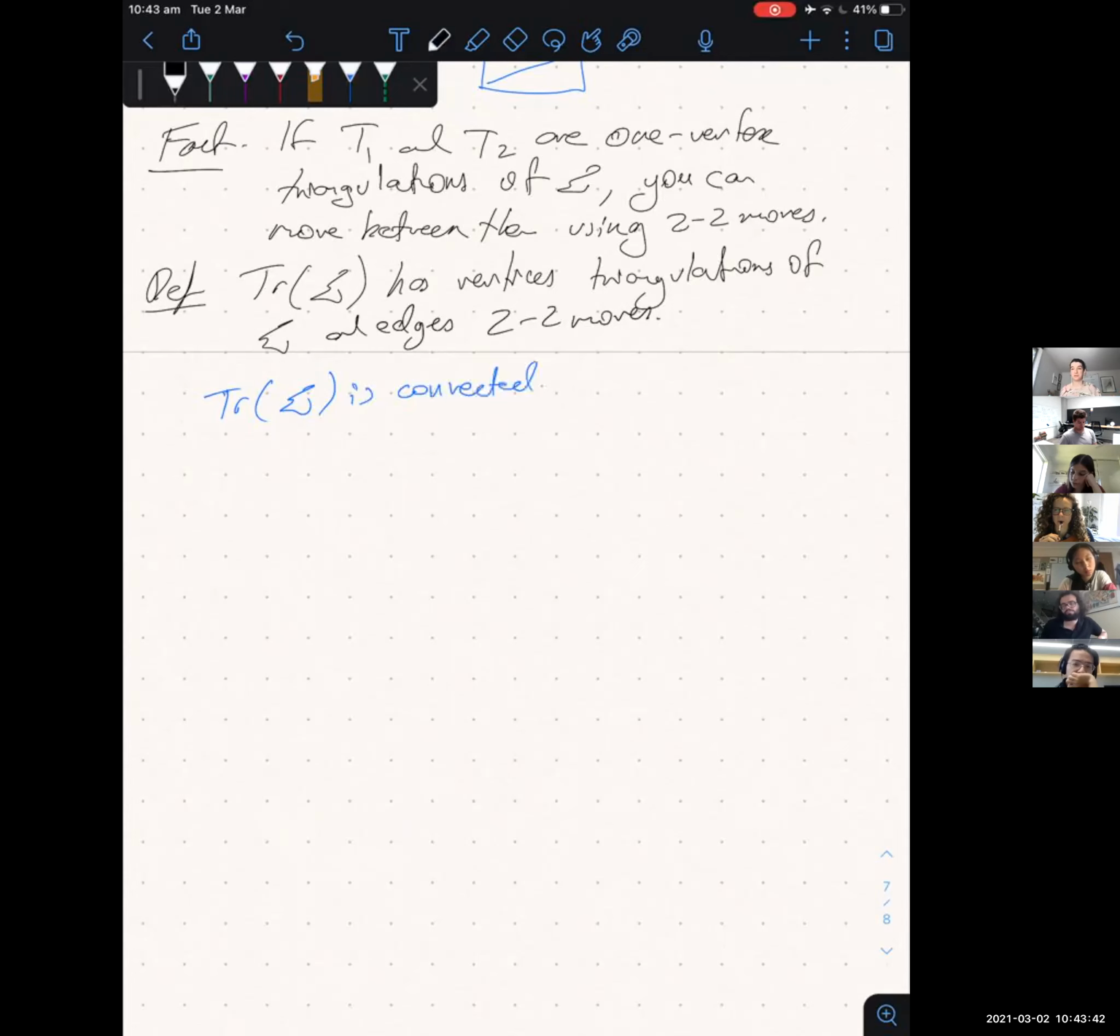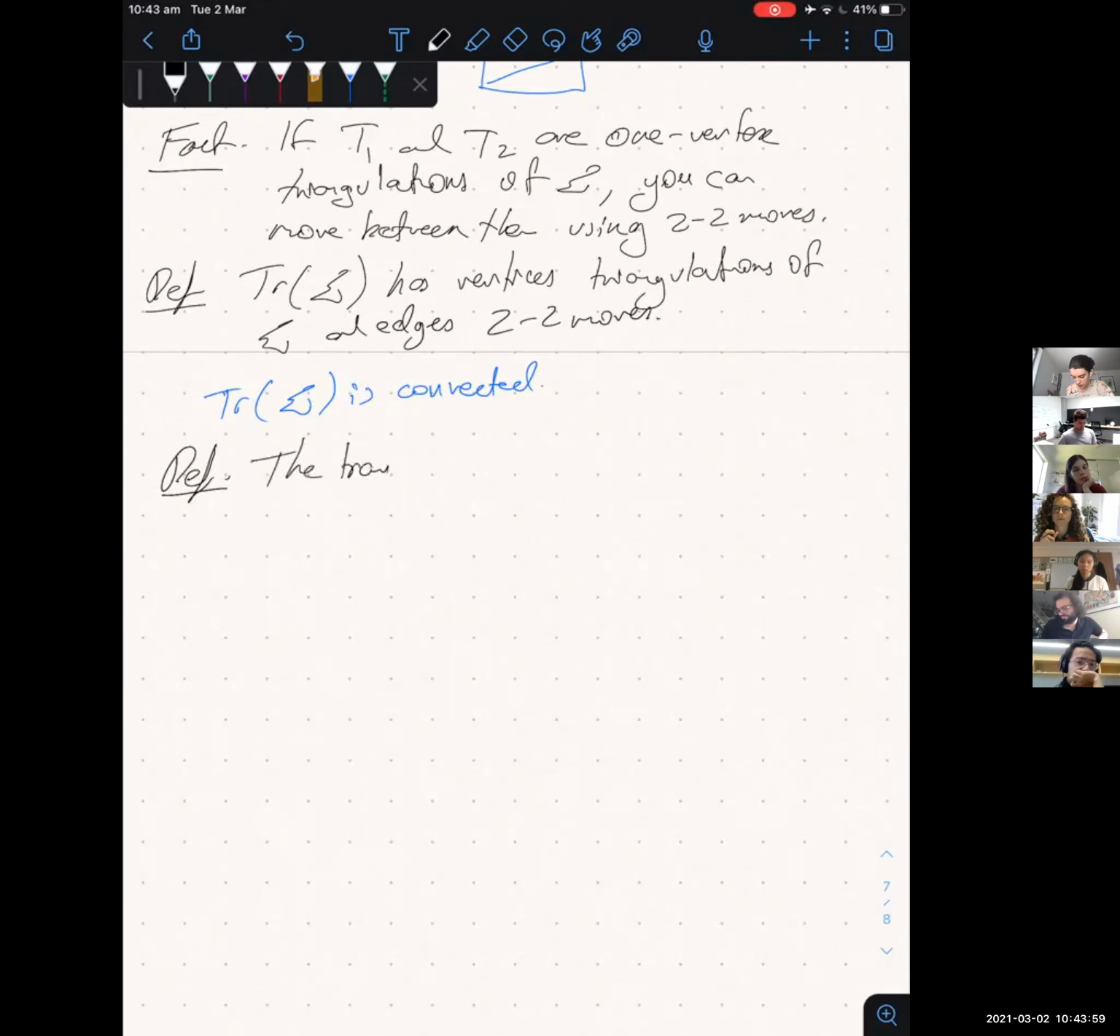So how does this relate to triangulation complexity? My claim is going to be that we can control that the triangulation complexity is upper bounded by the following thing. So one more definition.